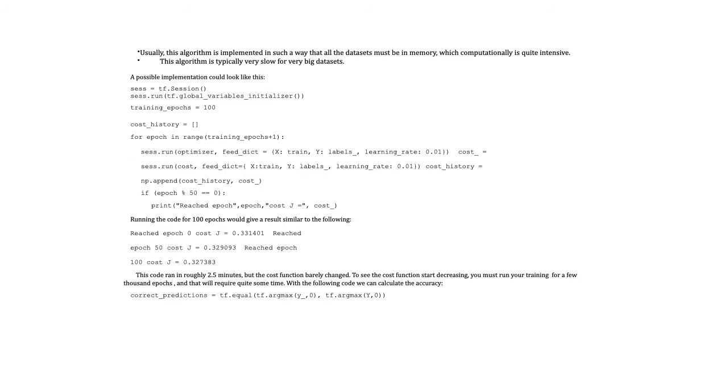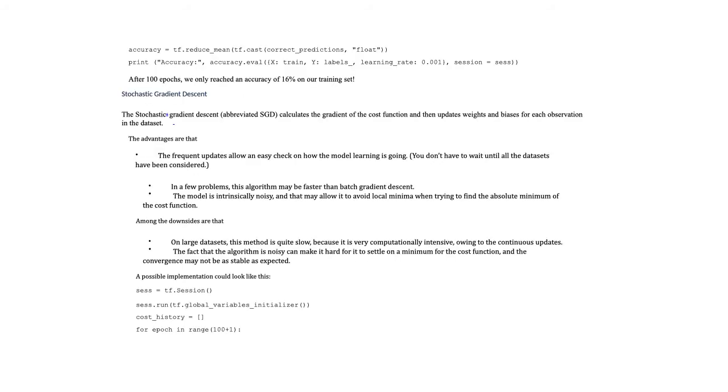Usually, this algorithm is implemented in such a way that all the datasets must be in memory, which computationally is quite intensive. This algorithm is typically very slow for very big datasets. A possible implementation could look like this. This code ran in roughly 2.5 minutes, but the cost function barely changed. To see the cost function start decreasing, you must run your training for a few thousand epochs, and that will require quite some time. With the following code, we can calculate the accuracy. After 100 epochs, we only reached an accuracy of 16% on our training set.